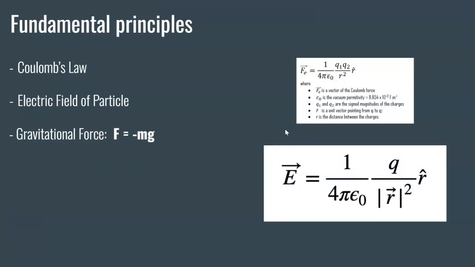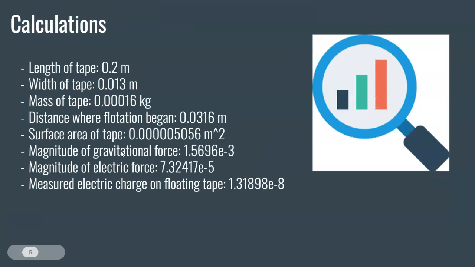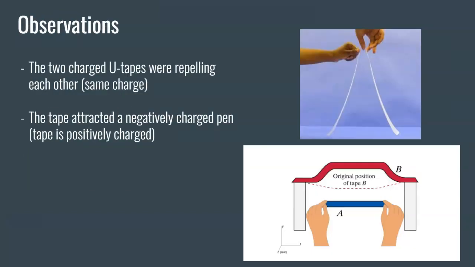Here again are the fundamental principles. These are the equations that I used. Coulomb's law, you can see here, is an equation for the electric force of a charge based on one charge's location and the charge that's acting on that charge, and you see that in the top right corner. The electric field equation again is only focused on one charge, so there's only one Q in that, and gravitational force is force equals negative mg. Here are the calculations that I had, some of the values that I obtained from my materials and the calculations I had.